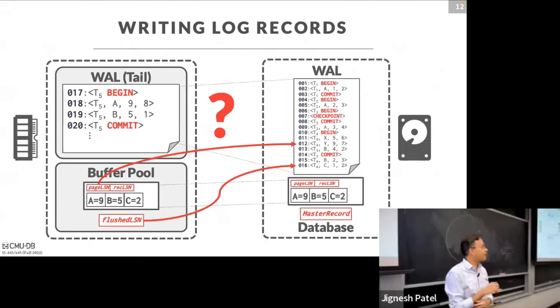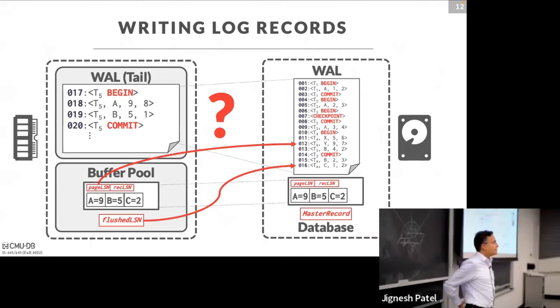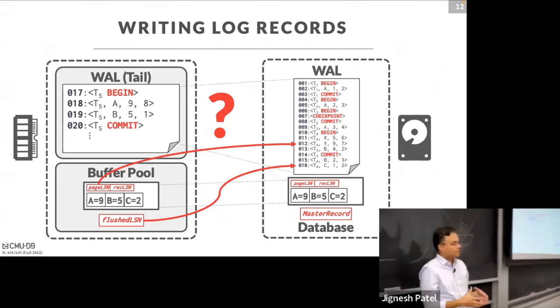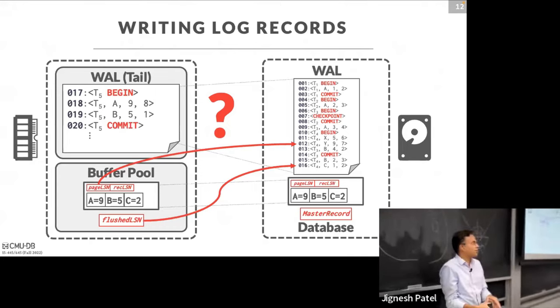You would go and fix the rec LSN when you flush it out to disk, but after the logs have hit the disk. Logically, the question is, when can the rec LSN and page LSN for something that's been just flushed out to disk get out of sync?